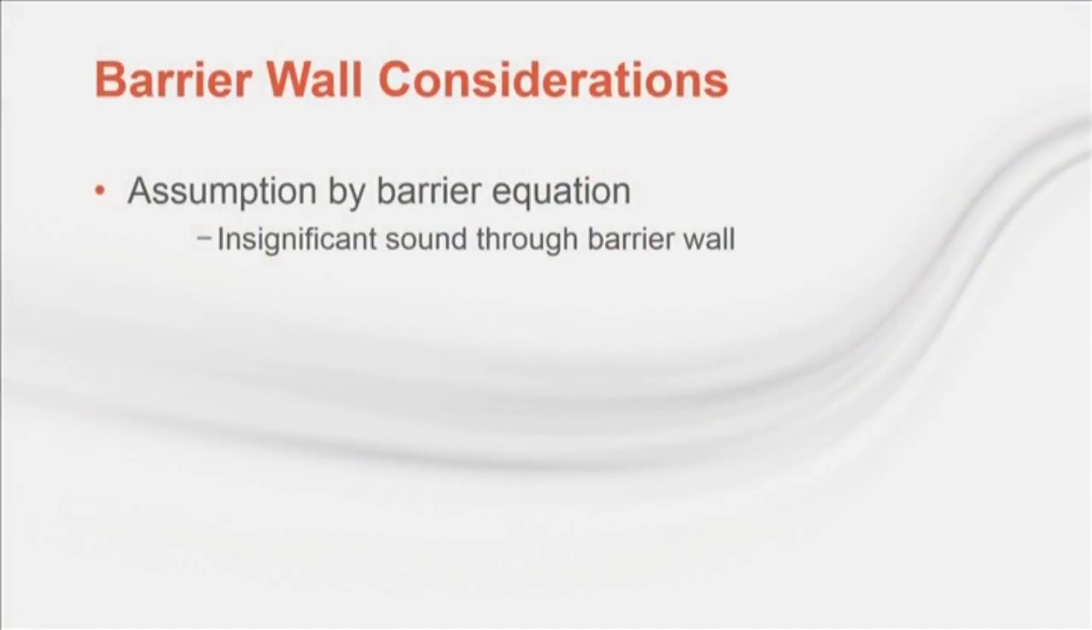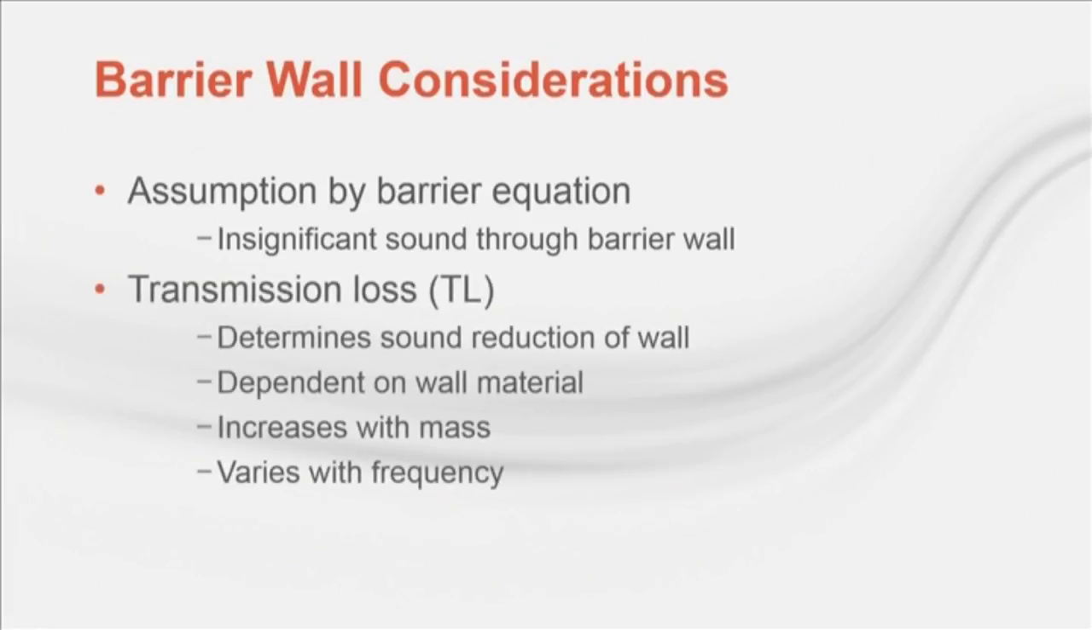Now let's look at what the barrier equation ignores. These are called flanking paths. The first flanking path to consider is sound going through the wall. The barrier equation assumes that sound going through the wall is insignificant compared to what goes over the wall. The drop in sound going through the wall, called transmission loss, abbreviated TL, is dependent on barrier material. Transmission loss generally increases as the mass of the wall increases. And for all materials, transmission loss varies with frequency.